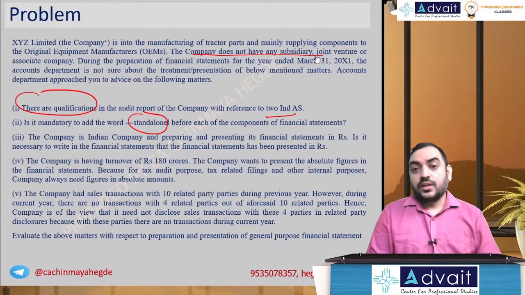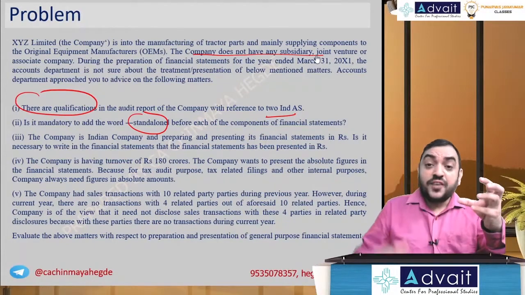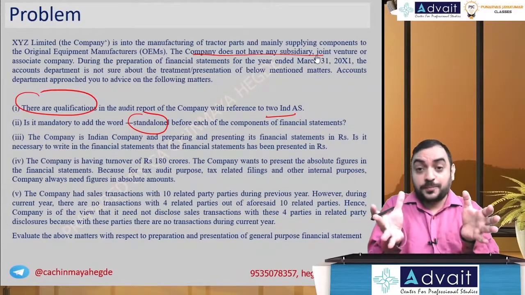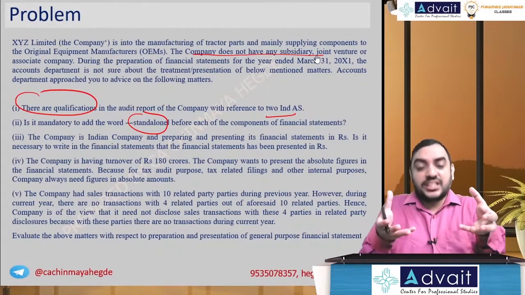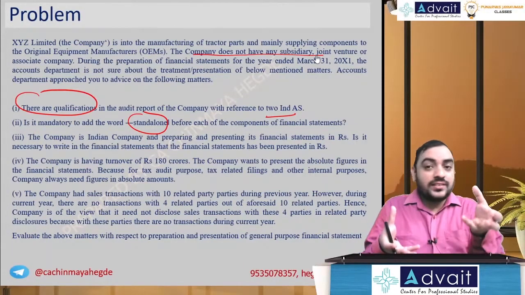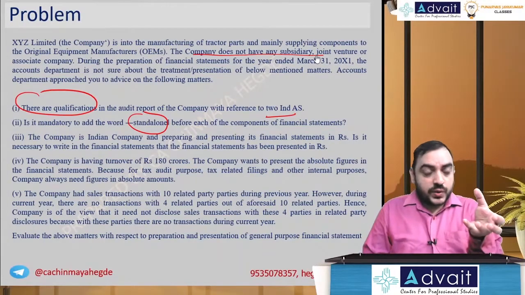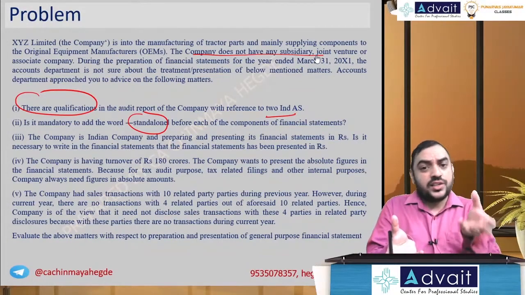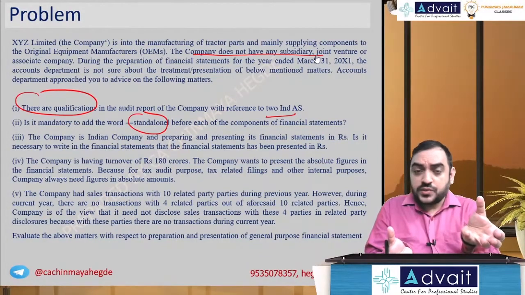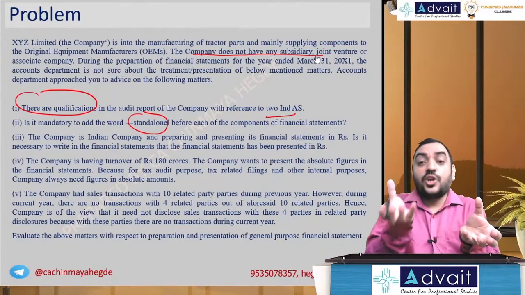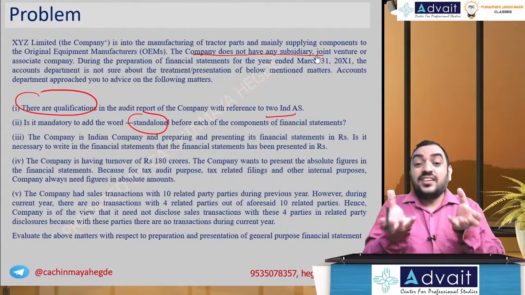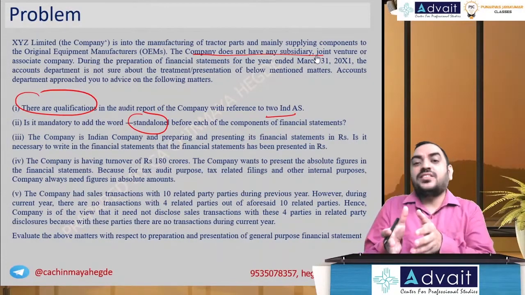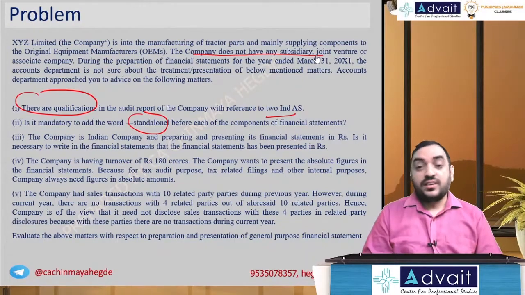The answer is no. The word standalone comes only if you have a joint venture, subsidiary, associate and you want to make the distinction, because you prepare two sets of financial statements. One set is with consolidation, the other set is without consolidation. That is, with consolidation, consolidated financial statements. Without consolidation, standalone financial statements. You have to make the distinction, so use the word standalone. If you have only one set of financial statements, no need to use the word standalone.